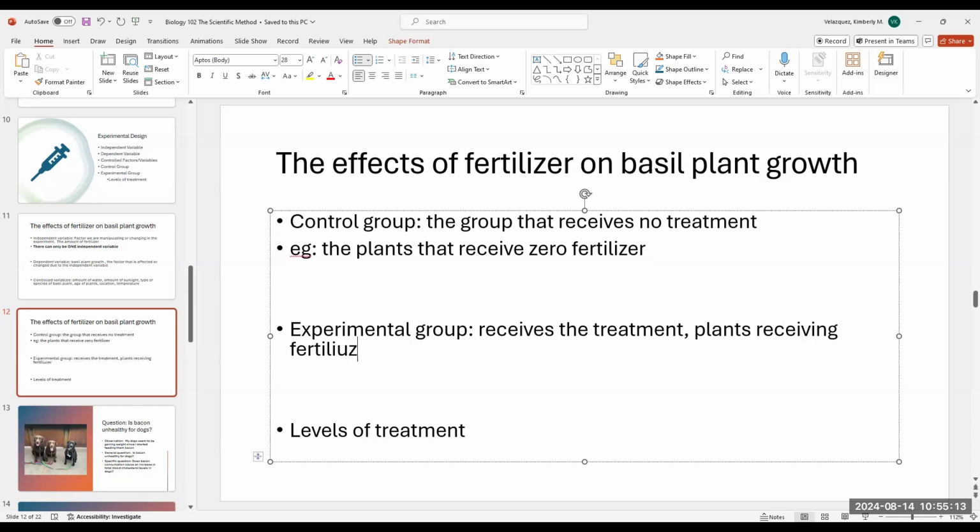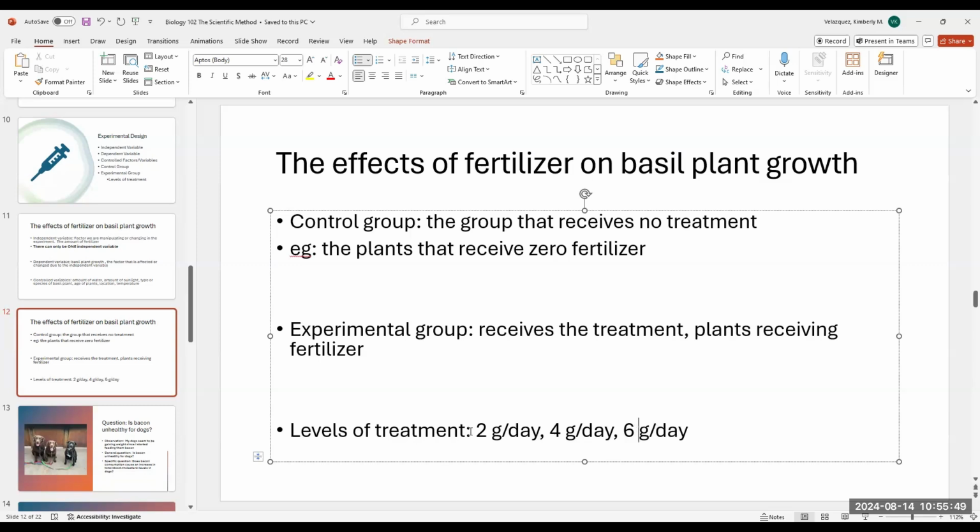That's our experimental group. Different levels of treatment. Well, do we really want to give all the basil plants the exact same amount of fertilizer? Or maybe we want to see if more fertilizer makes a difference. So maybe we want to test plants that get 2 grams of fertilizer per day, and another group that gets 4 grams of fertilizer per day, and then maybe another one that gets 6 grams of fertilizer per day.